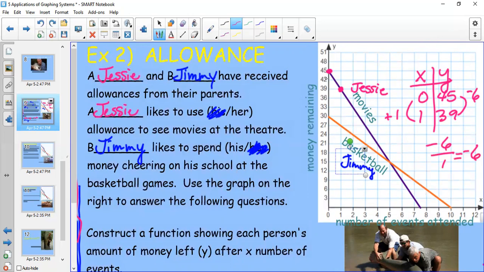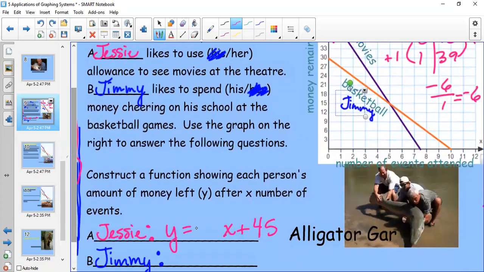Now, if you're looking at your graph, again, you can look at the graph. It went from 45 to 39. That was a change of 6. And when I went over, I went from 0 to 1 event. That was a change of 1. Again, we would do rise over run, which would also give you -6. So either way you do it, you should still end up with a slope of -6.